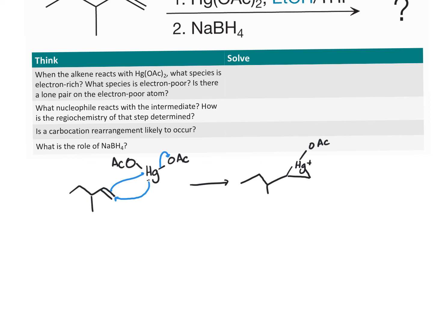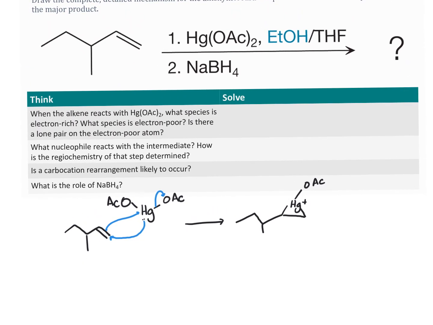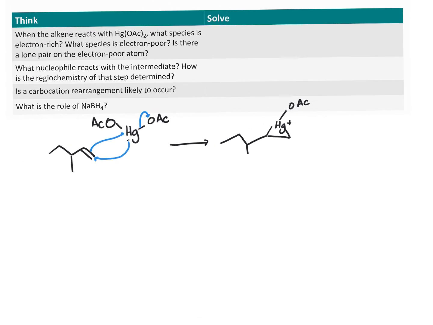And so the next question you ask yourself is, what nucleophile reacts with the intermediate and how is the regiochemistry of that step determined? So when we look up there, we see that this is in ethanol and THF. THF is just a solvent, so we're going to ignore that right now. But what we have here is ethanol instead of water. So ethanol is going to be our nucleophile. So I'm going to go ahead and draw an ethanol.